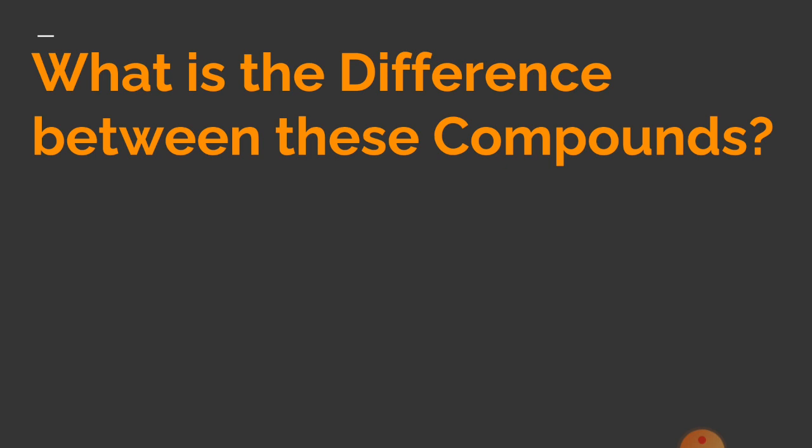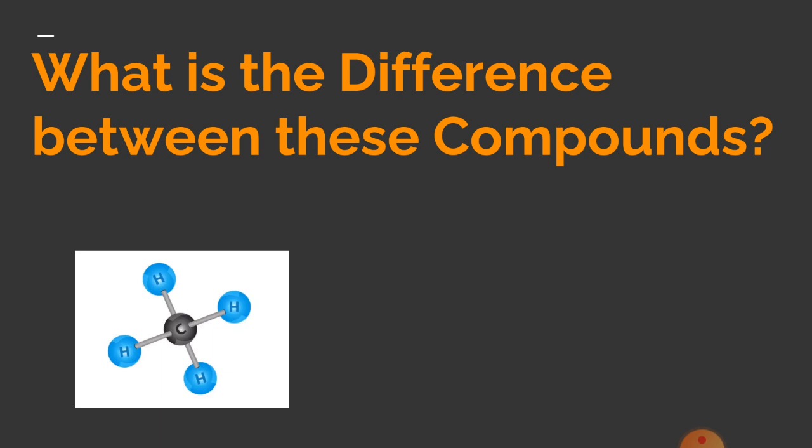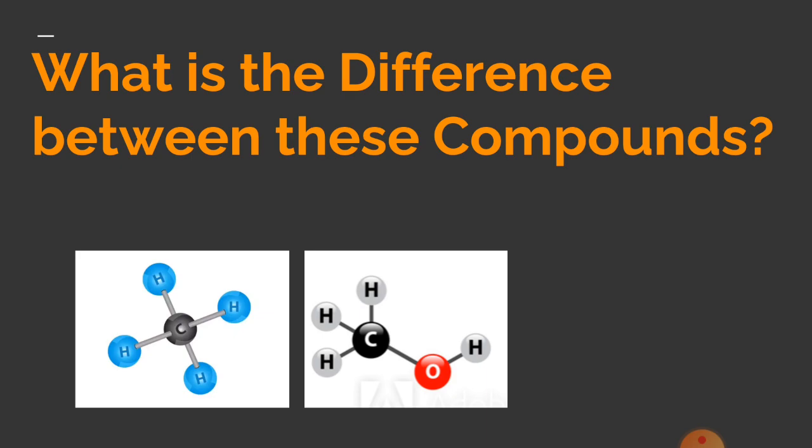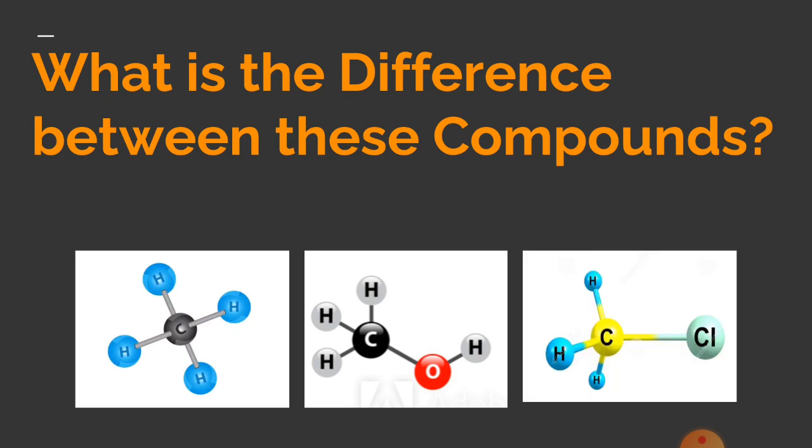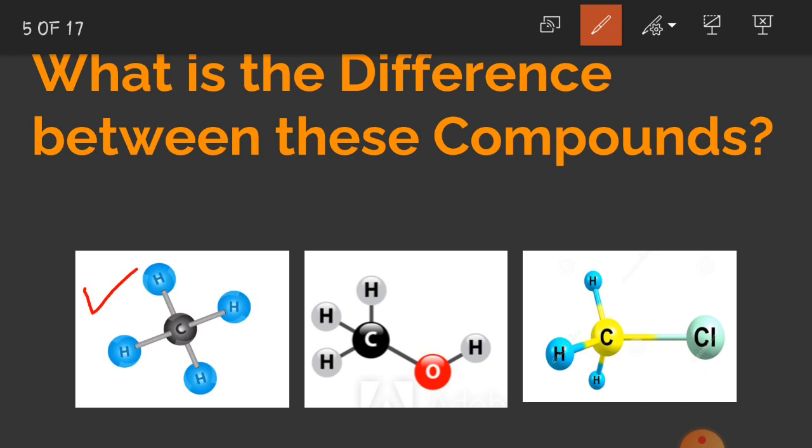Now, just by looking at these three examples, can you differentiate the difference between these compounds? The first one is the structure of methane. The second one is the structure of methanol. The third one is the structure of methyl chloride. Now, if you look clearly, you will see that the first one is the hydrocarbon. This compound contains only carbon and hydrogen.